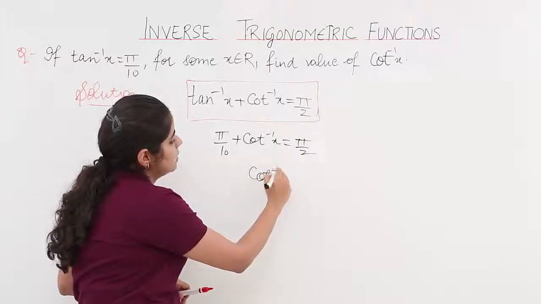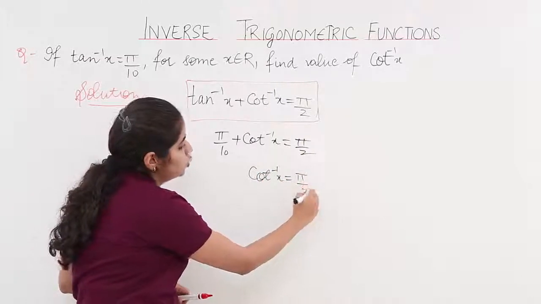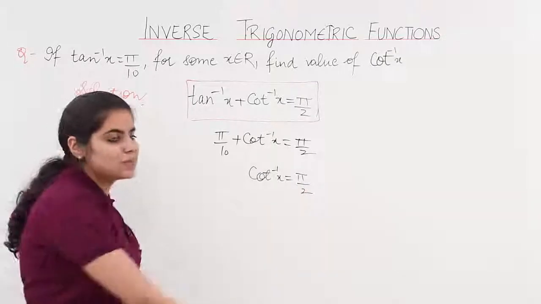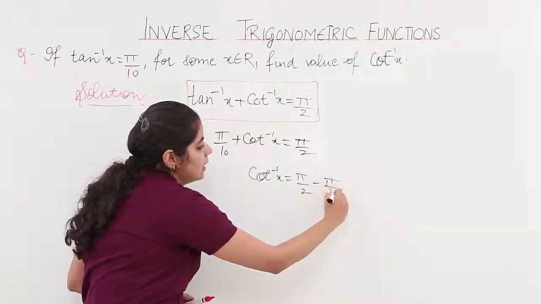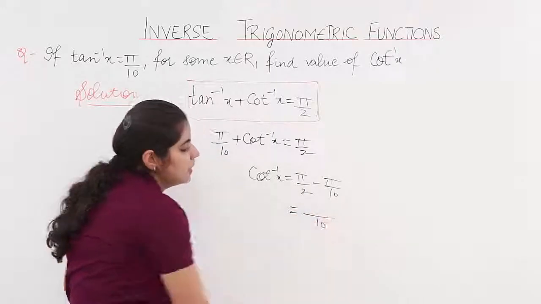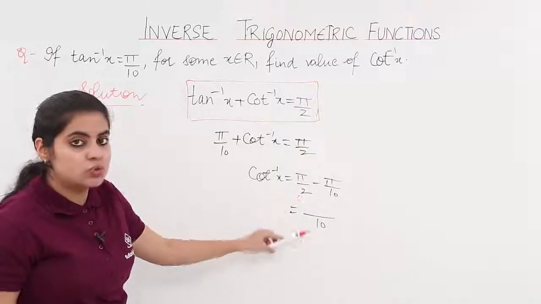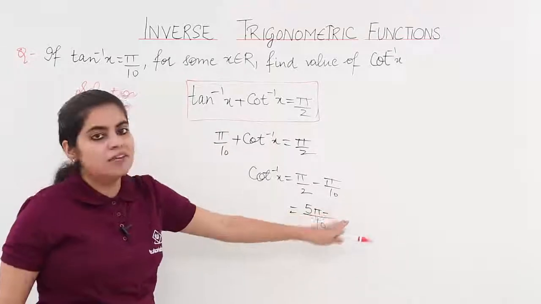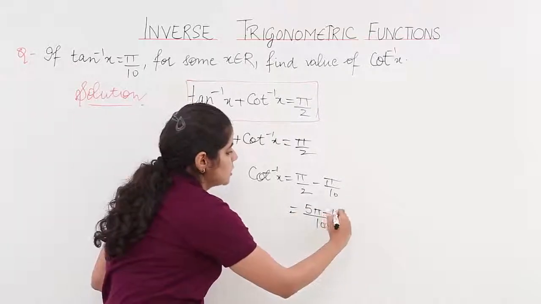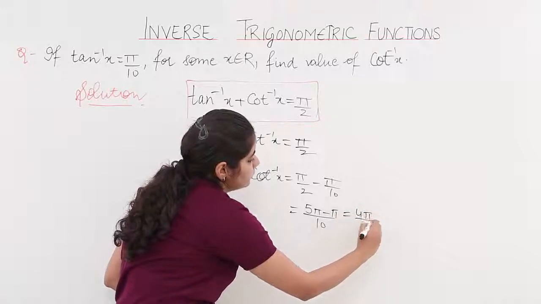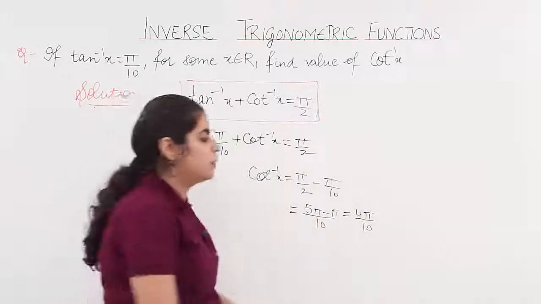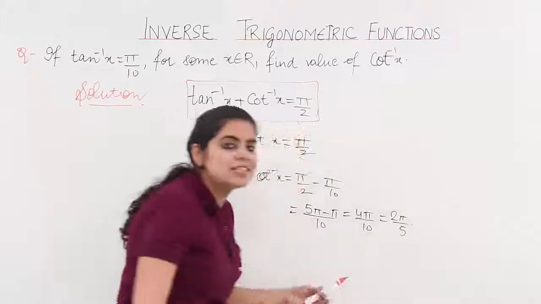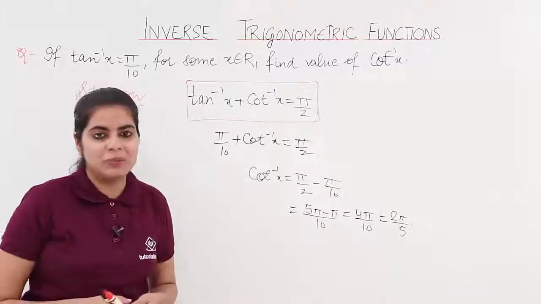Cot inverse x is equal to pi by 2, and pi by 10, positive here, goes to the other side and becomes negative. It is simple mathematics. Take the LCM, LCM is 10. 2 ones are 2, 2 5s are 10, so 5 pi minus 10 ones are 10, 1 pi is a pi. So it is 4 pi upon 10, which is nothing but 2 pi upon 5. So the answer to this numerical problem is 2 pi upon 5.